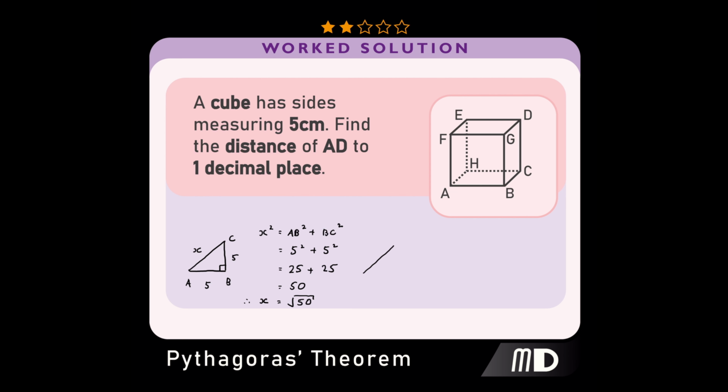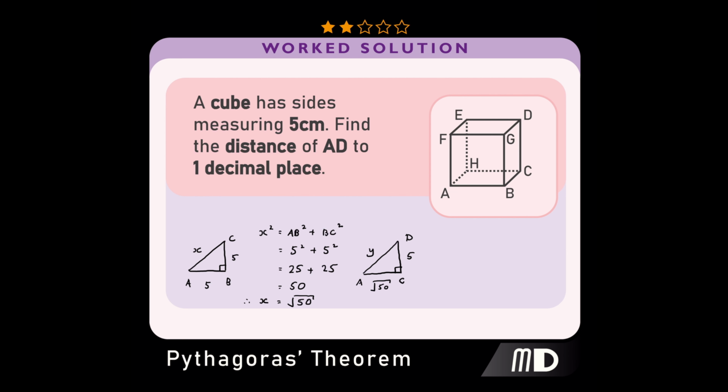Next, we need to draw a diagram of triangle ACD. AC is the side that we have just found, which is the square root of 50. And CD is 5 centimeters long. The hypotenuse AD, the side we need to find, I am going to mark with the letter y.